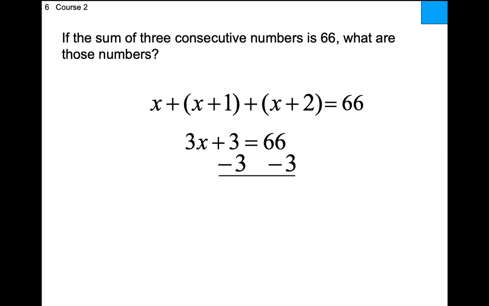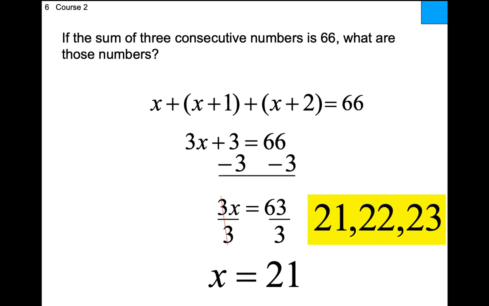Subtract 3 from both sides. Divide by 3. So my first number is 21. Therefore, the three consecutive numbers are? 21, 22, 23. That's not that hard.